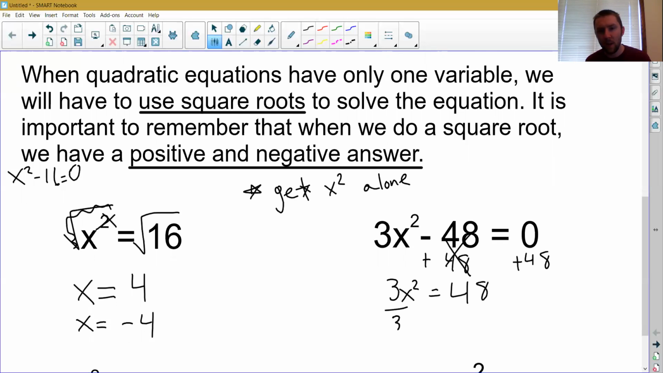I'm going to divide away the 3, right? And so then this side just says x squared. And then 48 divided by 3 is 16. And now I'm actually back to where I was over here with this first equation, right? I have the x squared all alone. So I need to unsquare both sides of the equation so that I can find x. X is equal to, what's the square root of 16 again? Well, it's positive and negative 4, okay?